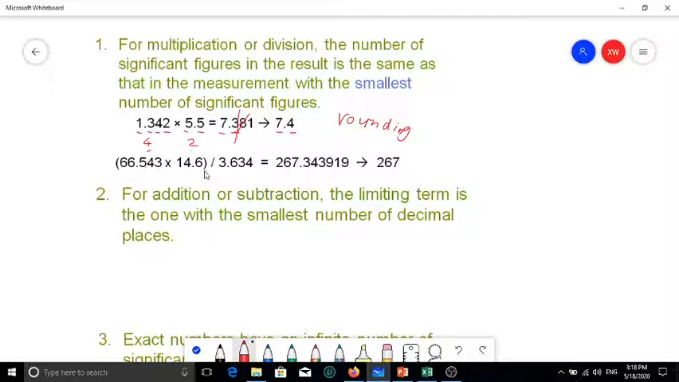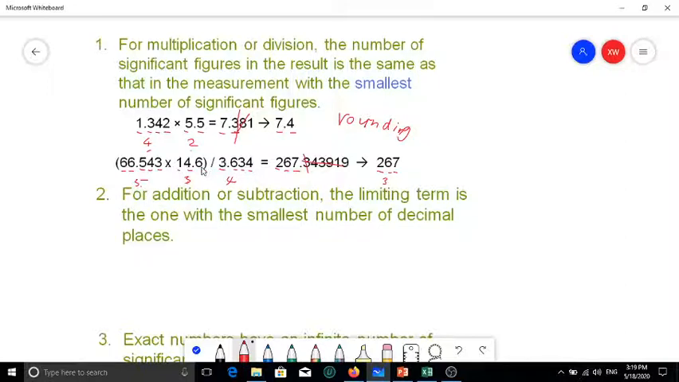66.543 times 14.6 divided by 3.634. So you can see you have three numbers. You have multiplication, division. Okay, so you're counting the significant figures of each number. This one has 5. 14.6 has 3. 3.634, that's 4. So once you get the raw number from your calculator, you can see this is a fairly long number, okay? But this result is supposed to go with the lowest number of sig figs out of the three numbers, which is 3. So you're going to keep 267, drop the 3. Okay, here when you're dropping the 3, that's lower than 5, so you're just going to round off and keep 267. Okay, it's 3 sig figs.